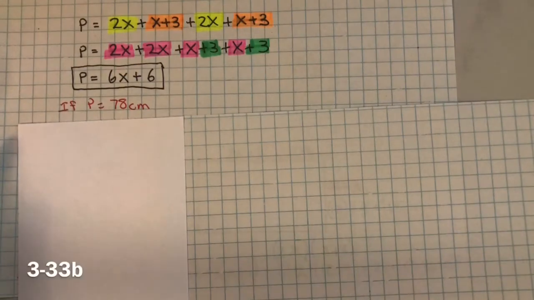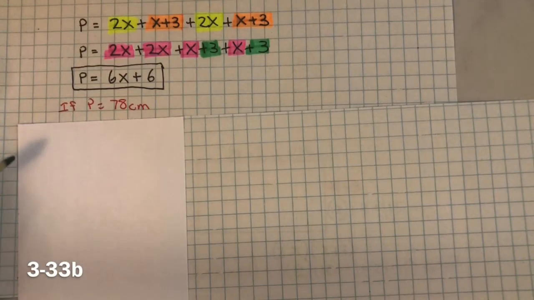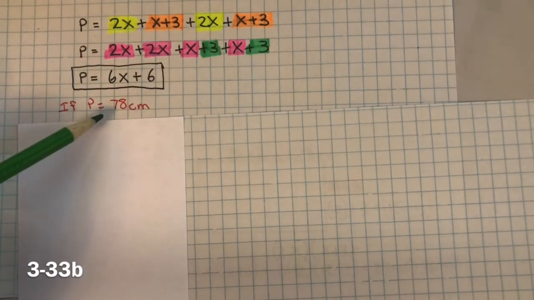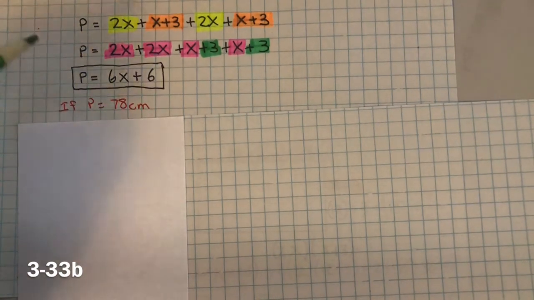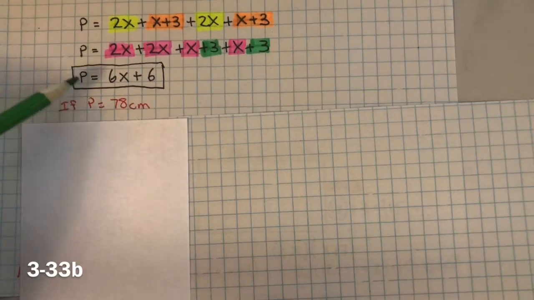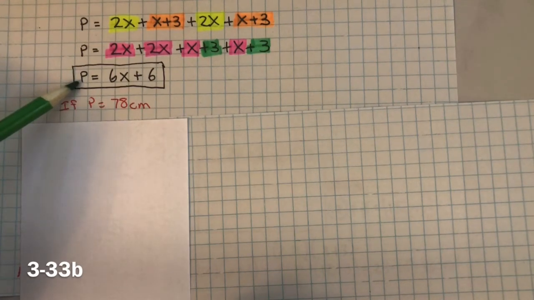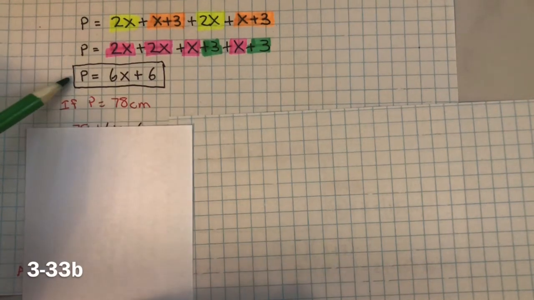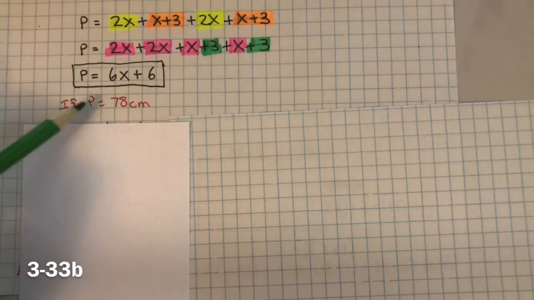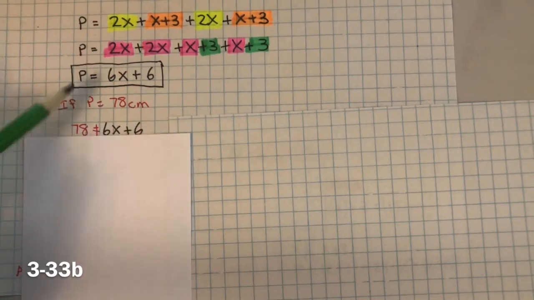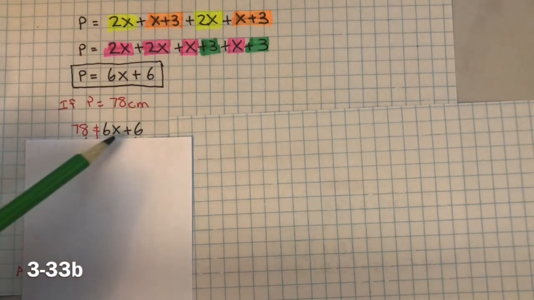For part B, if we assume the perimeter is 78 centimeters, we need to determine the dimensions of the rectangle. So if we know that P equals 78, we plug it in and solve for x. So now if P equals 78, we plug it into the equation, and we're going to solve for x.